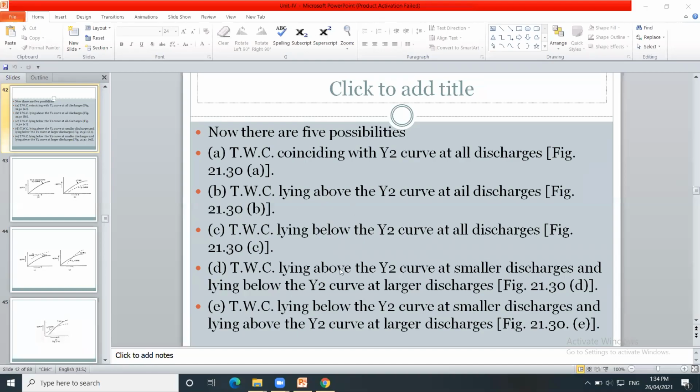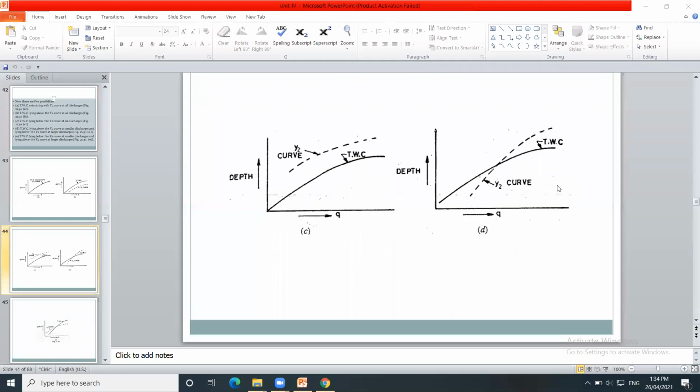Fourth case, TWC curve lying above the Y2 curve at small discharges and lying below the Y2 curve at larger discharges. For smaller discharges, for figure D, it will lie above this TWC curve, and for larger discharges it will lie below this TWC curve. Y2 curve. दोन्ही ते इंटरसेक्ट झालेले TWC कर्व अँड Y2 कर्व.